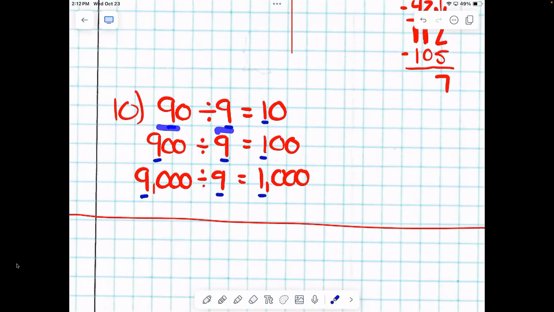Division patterns, really quick. What's 90 divided by 9? 10. What's 9 divided by 9? 1. Add that 0 on, right?